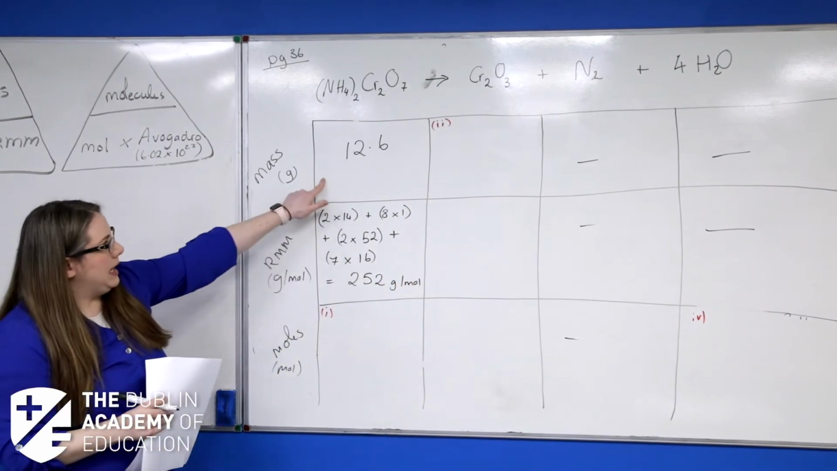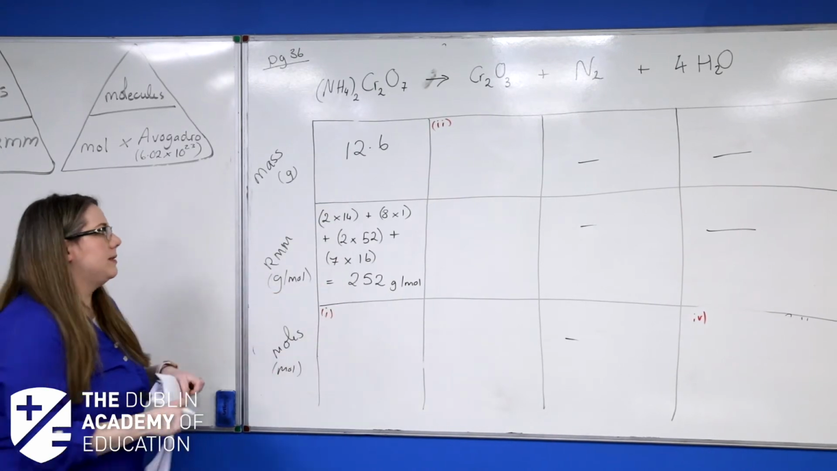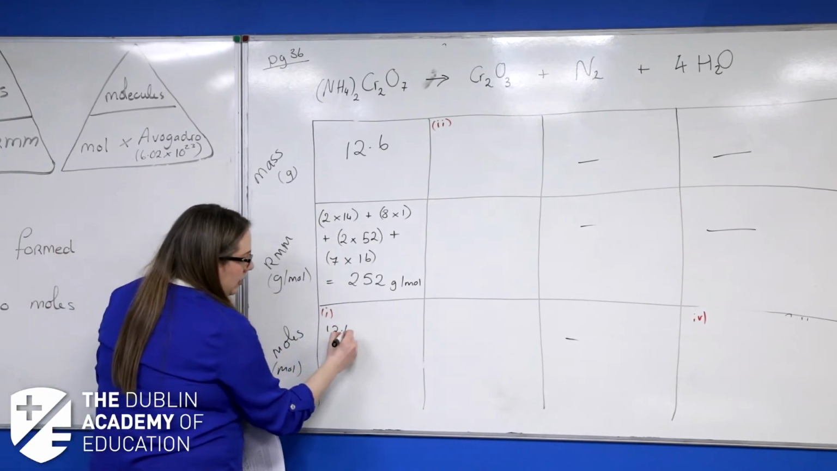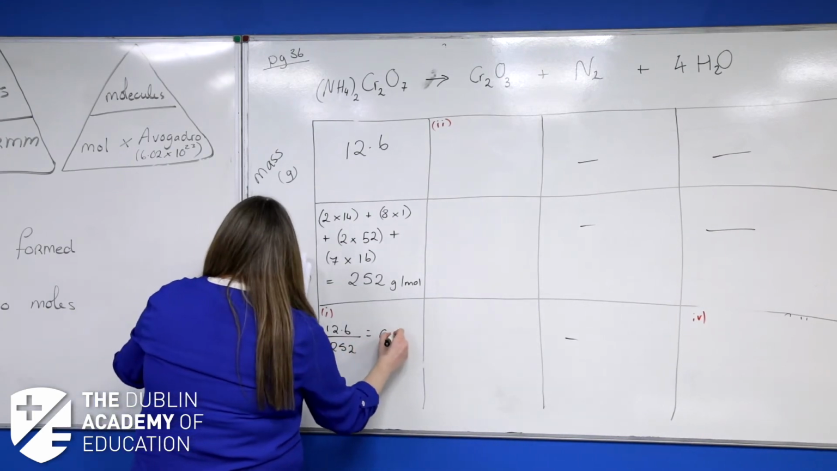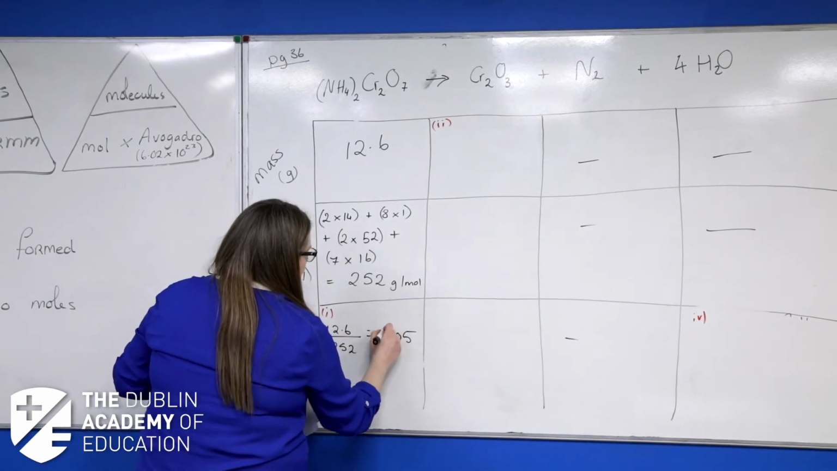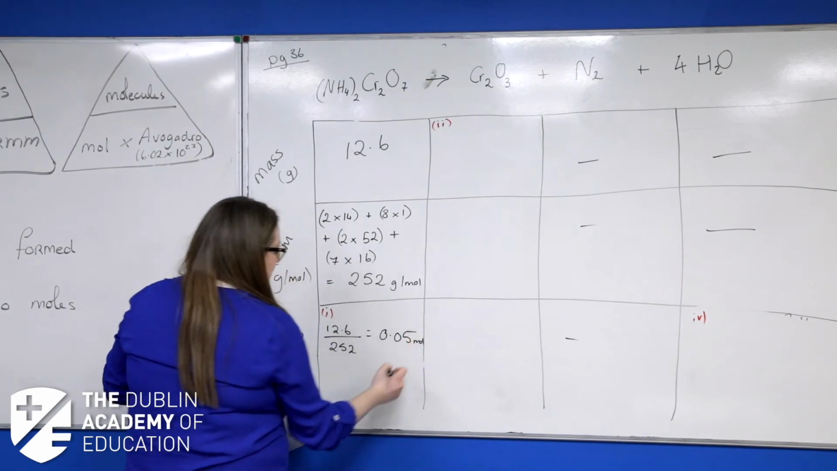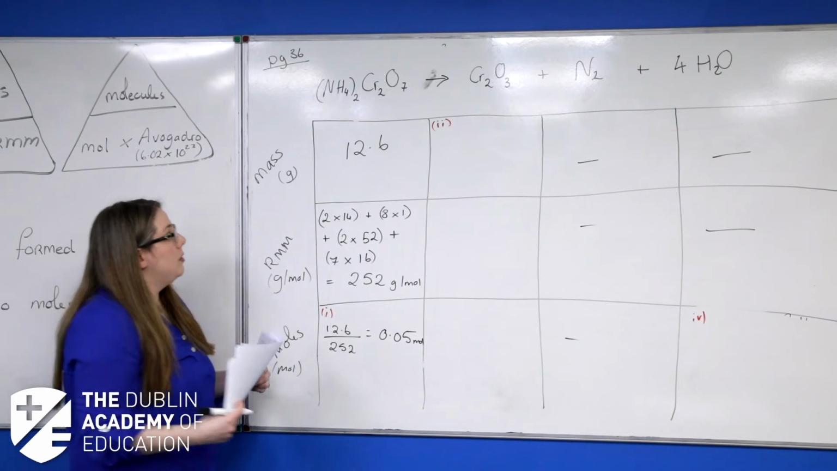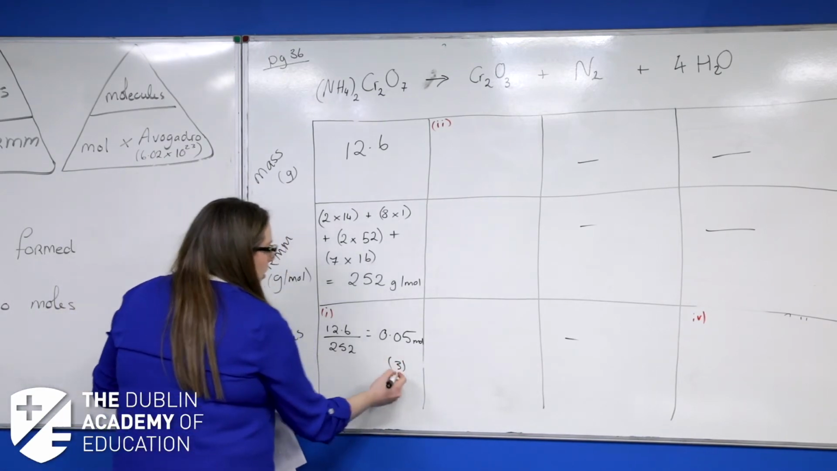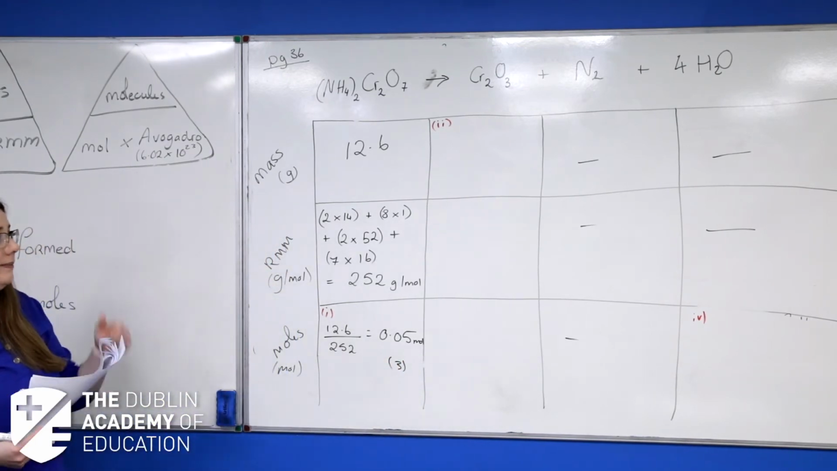If I know mass and RMM, I can work out moles. So it's 12.6 over 252, which is 0.05 moles. So that's gotten me 3 marks. So that's how many moles of our ammonium dichromate were used for part 1.